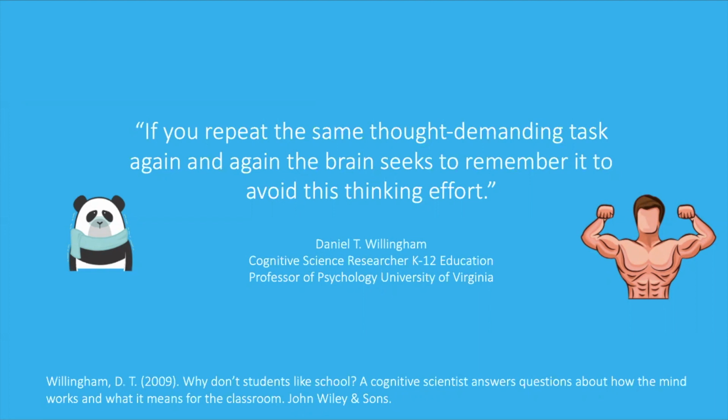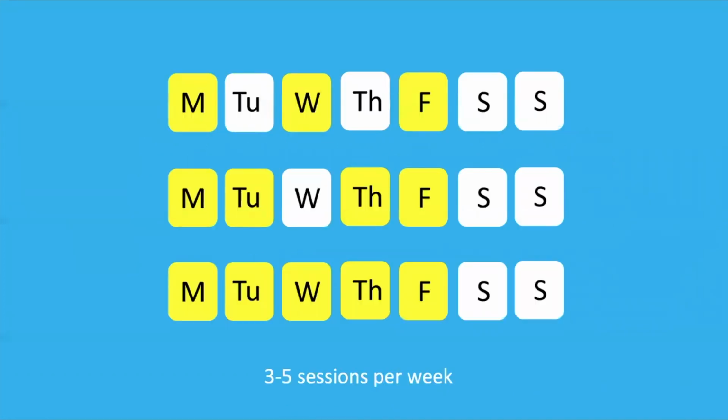So effortful remembering triggers an increase in the storage strength of what we are trying to remember. It's kind of like a memory hack. So mastery learning folders use retrieval practice and space 3 to 5 folder sessions across the week. And here you see some examples of folder session schedules.